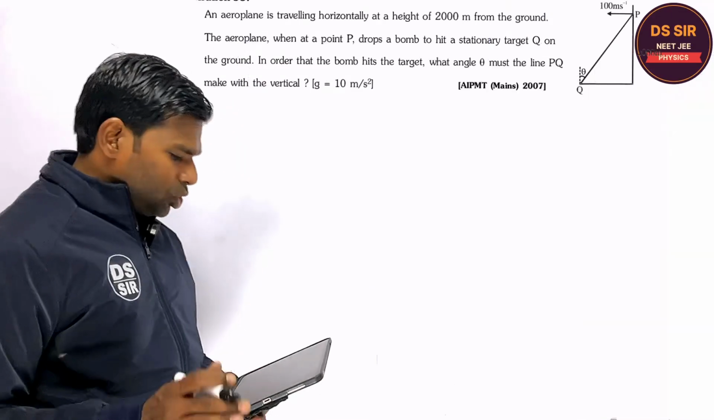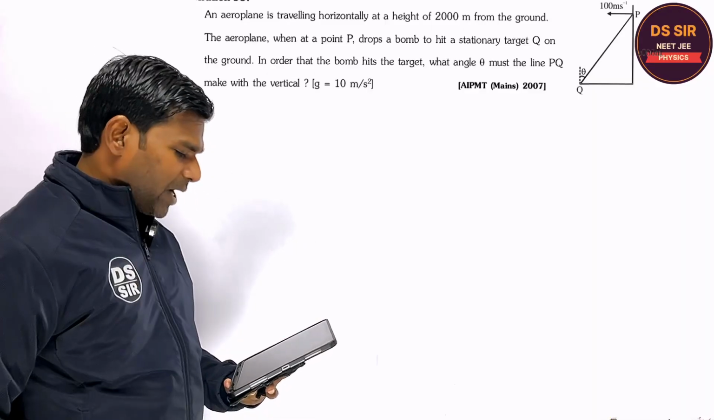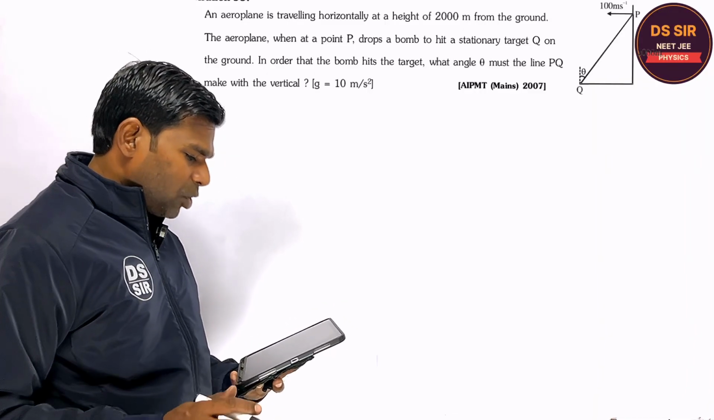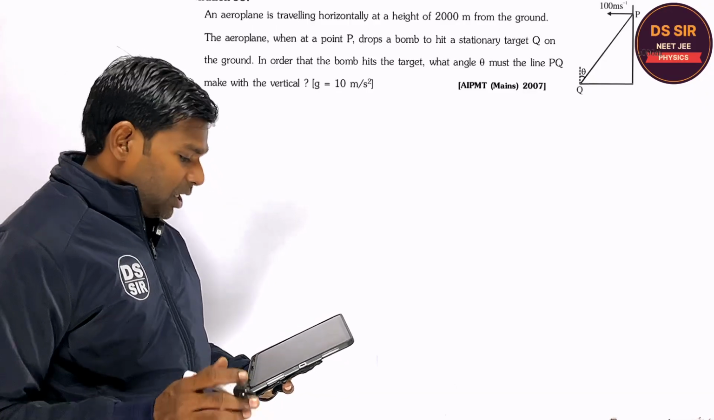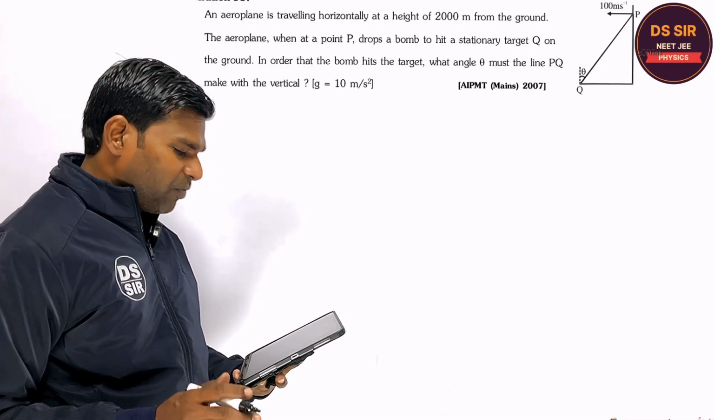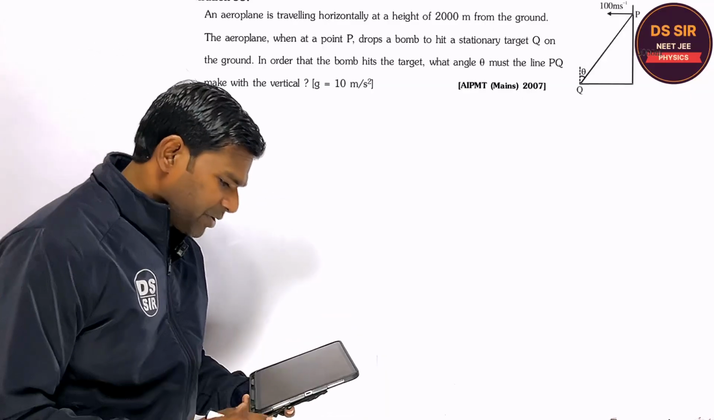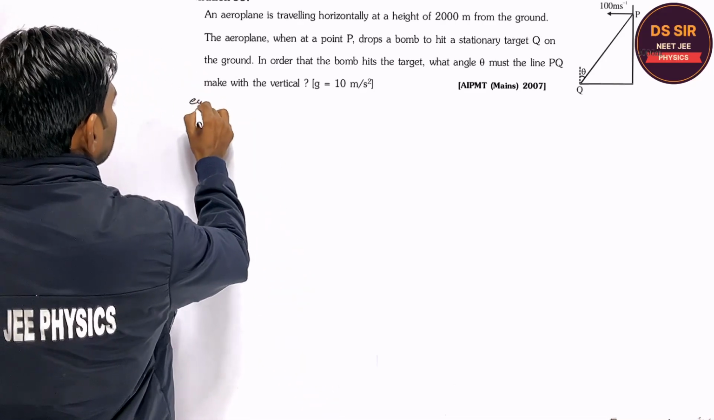Copy this. So in this example, an aeroplane is traveling horizontally at a height of 2000 meters from the ground. The aeroplane, when at point P, drops a bomb to hit a stationary target Q on the ground. In order for the bomb to hit the target, what angle must line PQ make with the vertical? This is the question. You can read it, you can try for 1 minute. Now, see the solution.